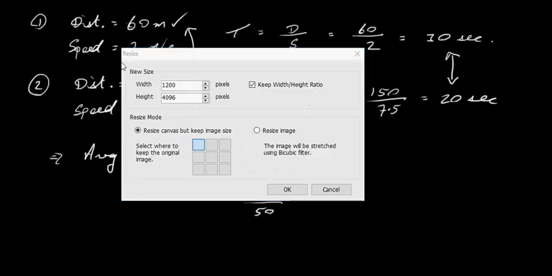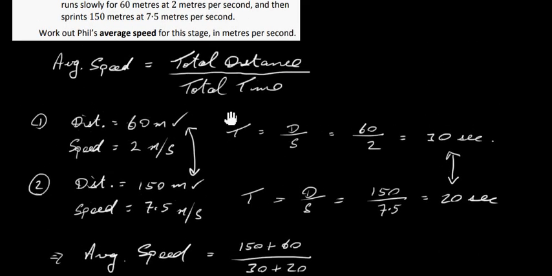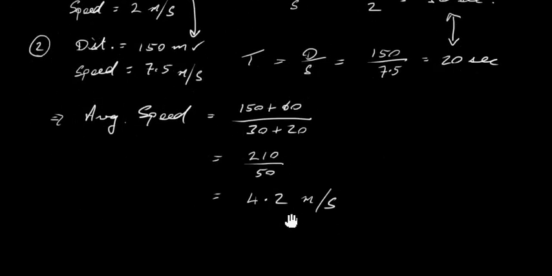just work that out. What do we end up with? 210 divided by 50, which is 4.2 meters per second. And I think we were just asked to work out Phil's average speed in meters per second. Well, that's it exactly, 4.2 meters per second. Okay, and that's it for this particular question.